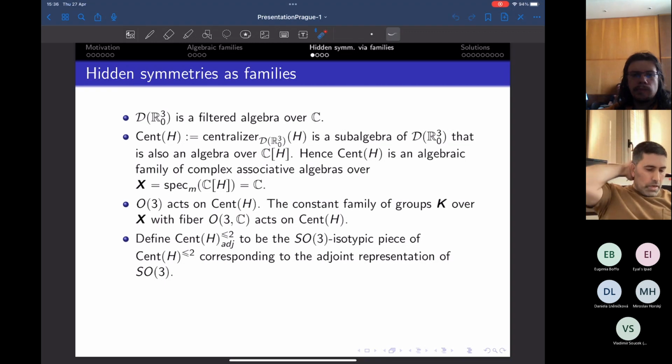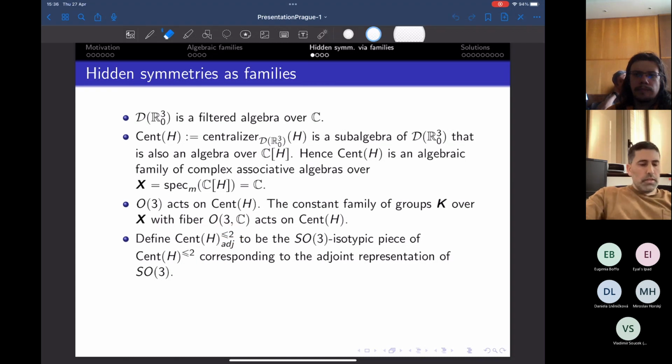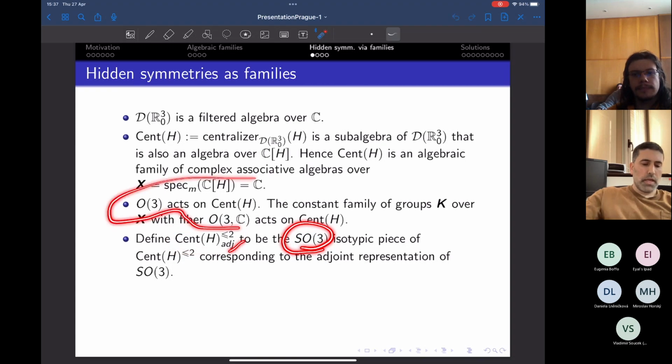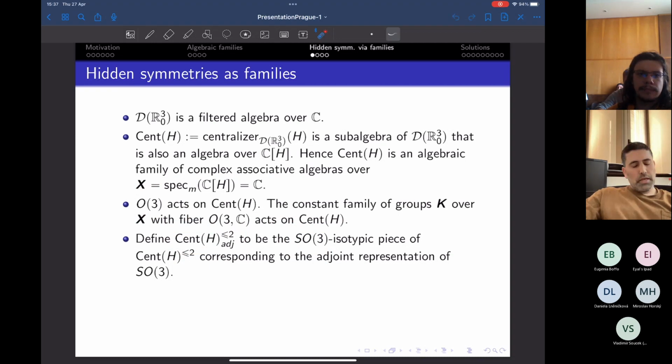And I'm going to look now at a small piece inside this centralizer. I'm going to look at all differential operators that are of degree bounded by 2. Differential operators of degree bounded by 2. And this subscript adjoint stands for, I'm going to look at the action of SO3 on this piece. It is stable, or it carries an action of SO3. You can restrict the action that I mentioned a minute ago. And you can decompose this space into irreducible representations of SO3.